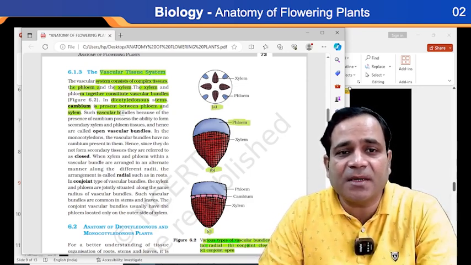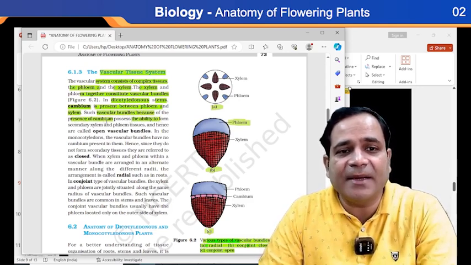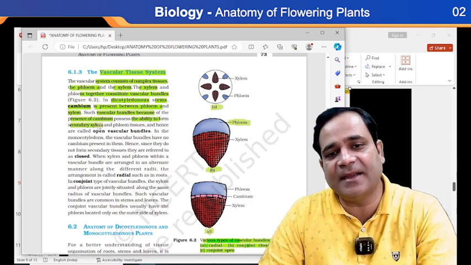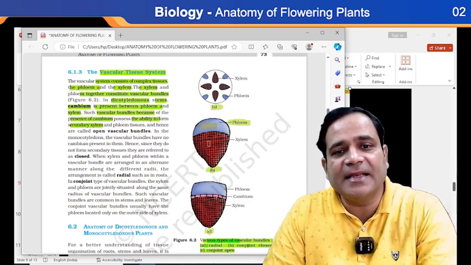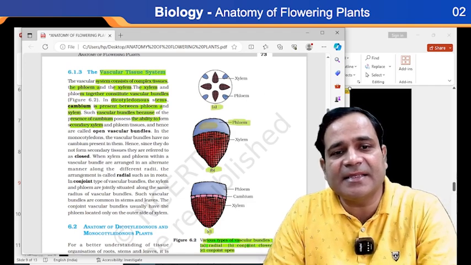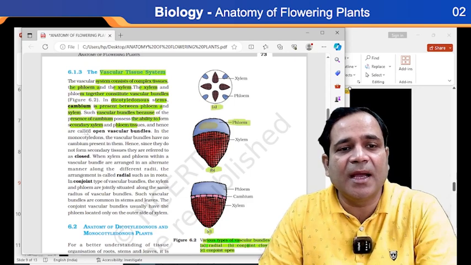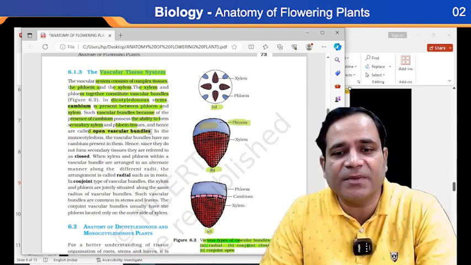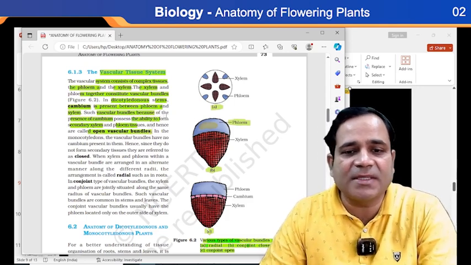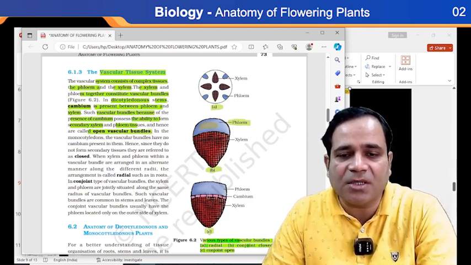Such vascular bundles, because of the presence of cambium, have the ability to form secondary xylem. See, this is the formation of the secondary xylem, my dear. And this secondary xylem and phloem tissue are called open vascular bundles. So here it is conjoint, open, my dear.